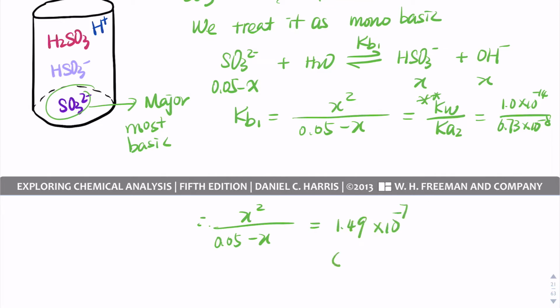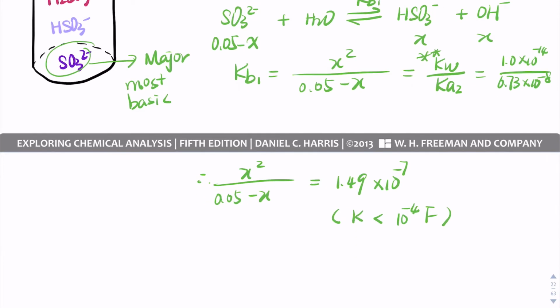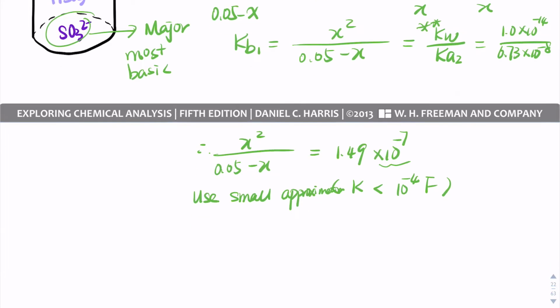You can always check whether the small approximation is valid by using this: if K is smaller than 10 to the negative 4 times F, the small approximation is valid. In this case, 10 to the negative 7 is quite small, so you could probably already sense that you could use it. So the small approximation is valid, which is good news. Then you can calculate x to be 8.62 times 10 to the negative 5.